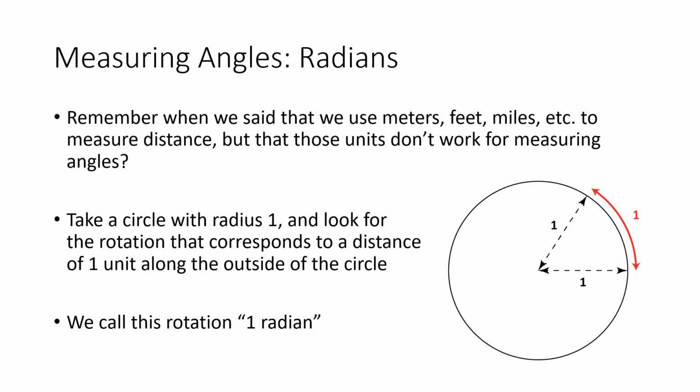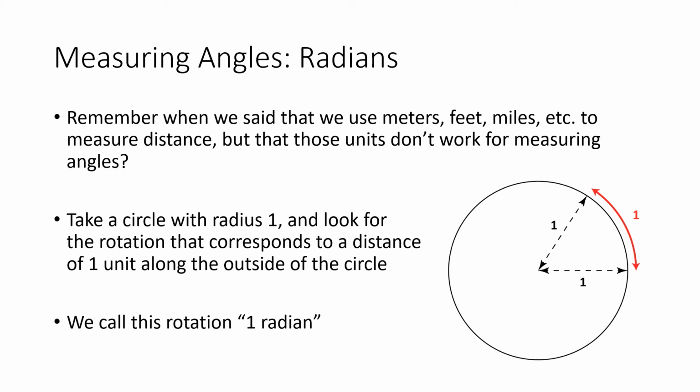Now there's a third common way of measuring angles, and that's using radians. To understand what a radian is, we want to go back to that initial point that I made at the beginning of the video, where we said that we can't use meters, feet, miles, etc. We can't use distance units to measure angles. But in a way we can.